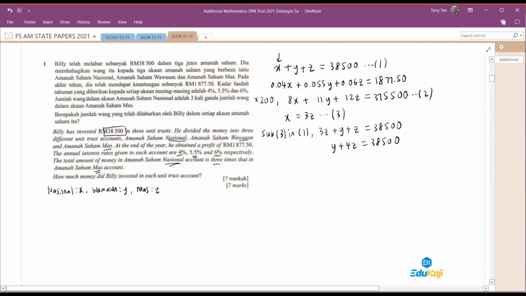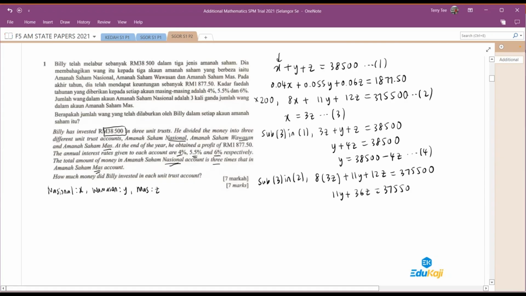To simplify further, I can make Y the subject. Y is 38,500 minus 4Z. Call this equation number 4. Now I still need to substitute equation 3 into equation number 2 to get rid of X. You get 8 times 3Z, plus 11Y plus 12Z equals 375,500. 8 times 3 is 24, 24 plus 12 is 36. So this will be 11Y plus 36Z equals 375,500.